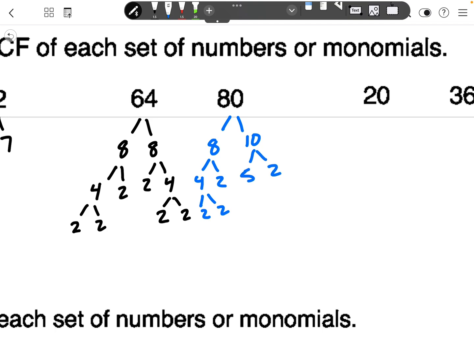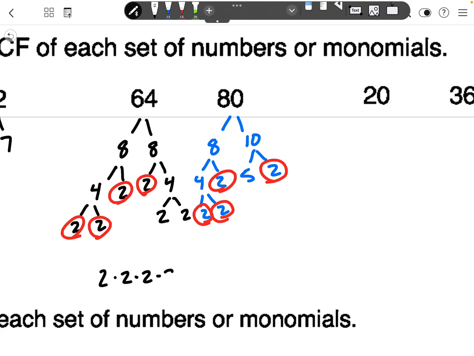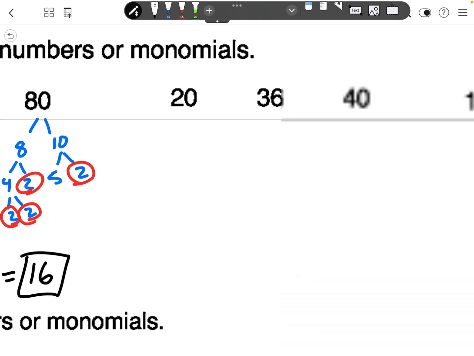Now I'm all prime. So if I look at this, what do I have that is the same between both? I have 4 2s. 1, 2, 3, 4 at the bottom. 1, 2, 3, 4, and then 5. I don't have any more. So I just do 2 times 2 times 2 times 2, which equals 4, 8, 16. So my GCF between 64 and 80 is 16. It's the biggest number that multiplies to get both of those numbers.